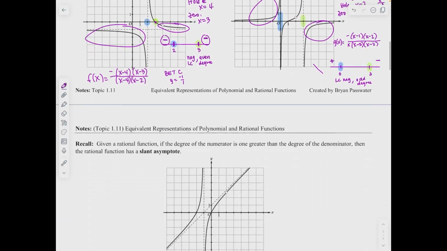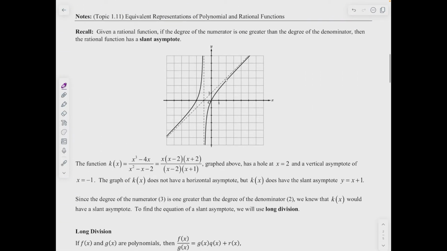Okay, so let's turn the page. It says, recall, given a rational function, if the degree of the numerator is 1 degree greater than the degree of the denominator, we will have a slant asymptote.